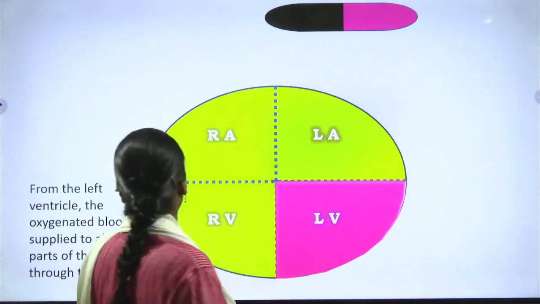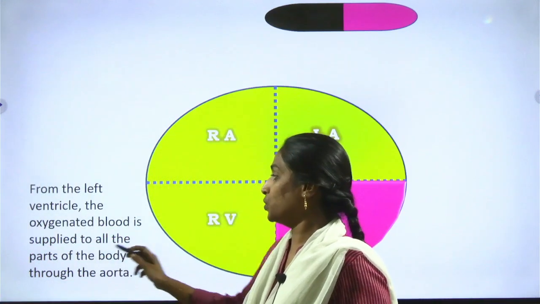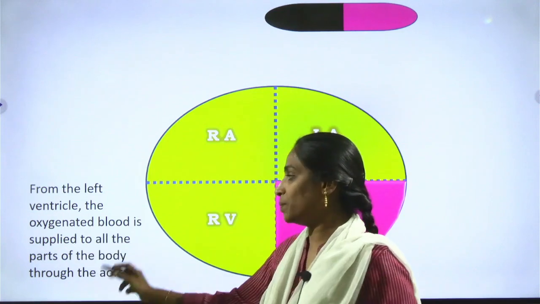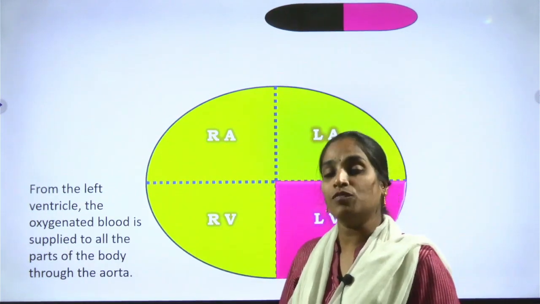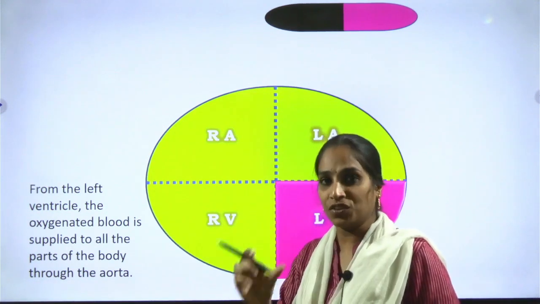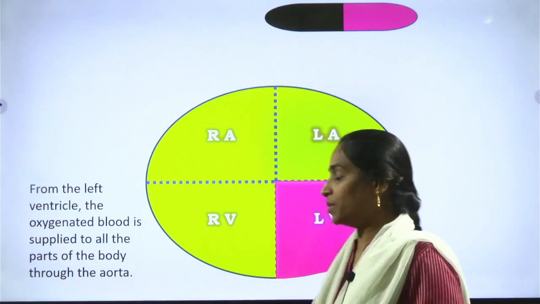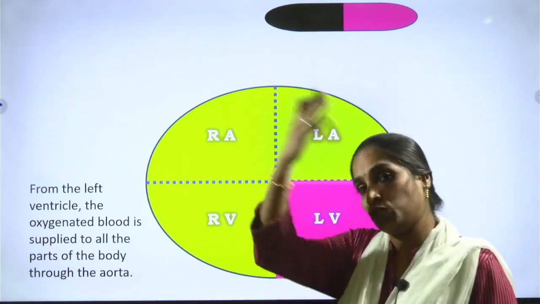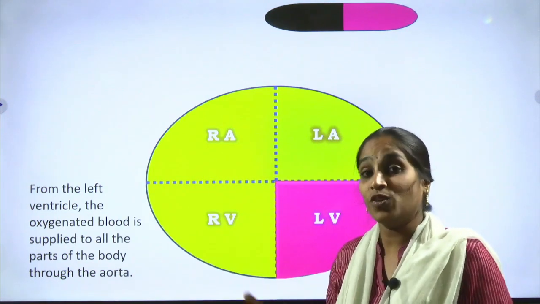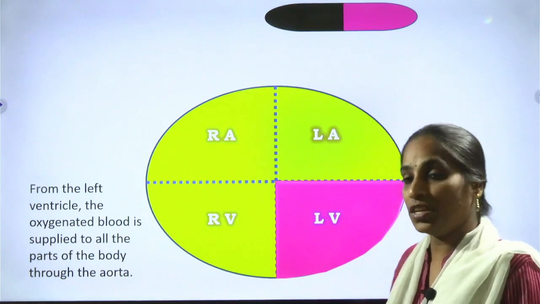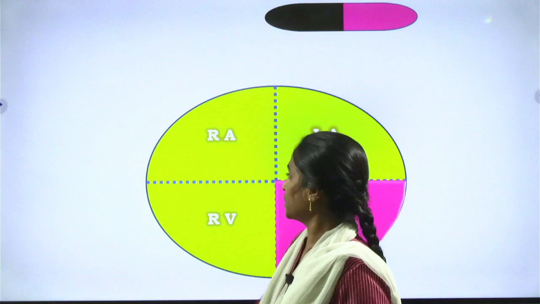The oxygenated blood from the left ventricle is supplied to all the parts of the body through the aorta. What is the aorta? It is also one of the arteries, the biggest artery, which carries only the oxygenated blood from the left ventricle and sends it towards the anterior body parts and the posterior body parts. What does it send? It sends the oxygenated blood for the cellular respiration process. Okay, next.